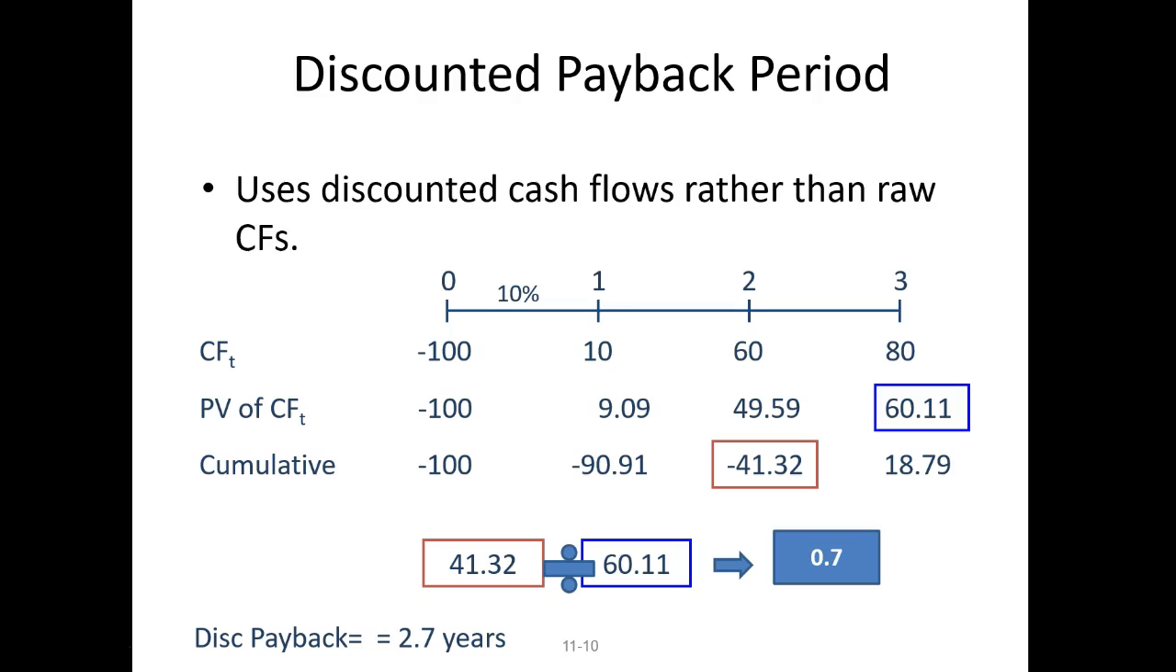And after that, we do the same way. We start with minus 100, we add 9.09, so we are left with 90.91, and continue so on. So we see that in this case, the payback period will be a little bit longer. It's going to be 2.7.